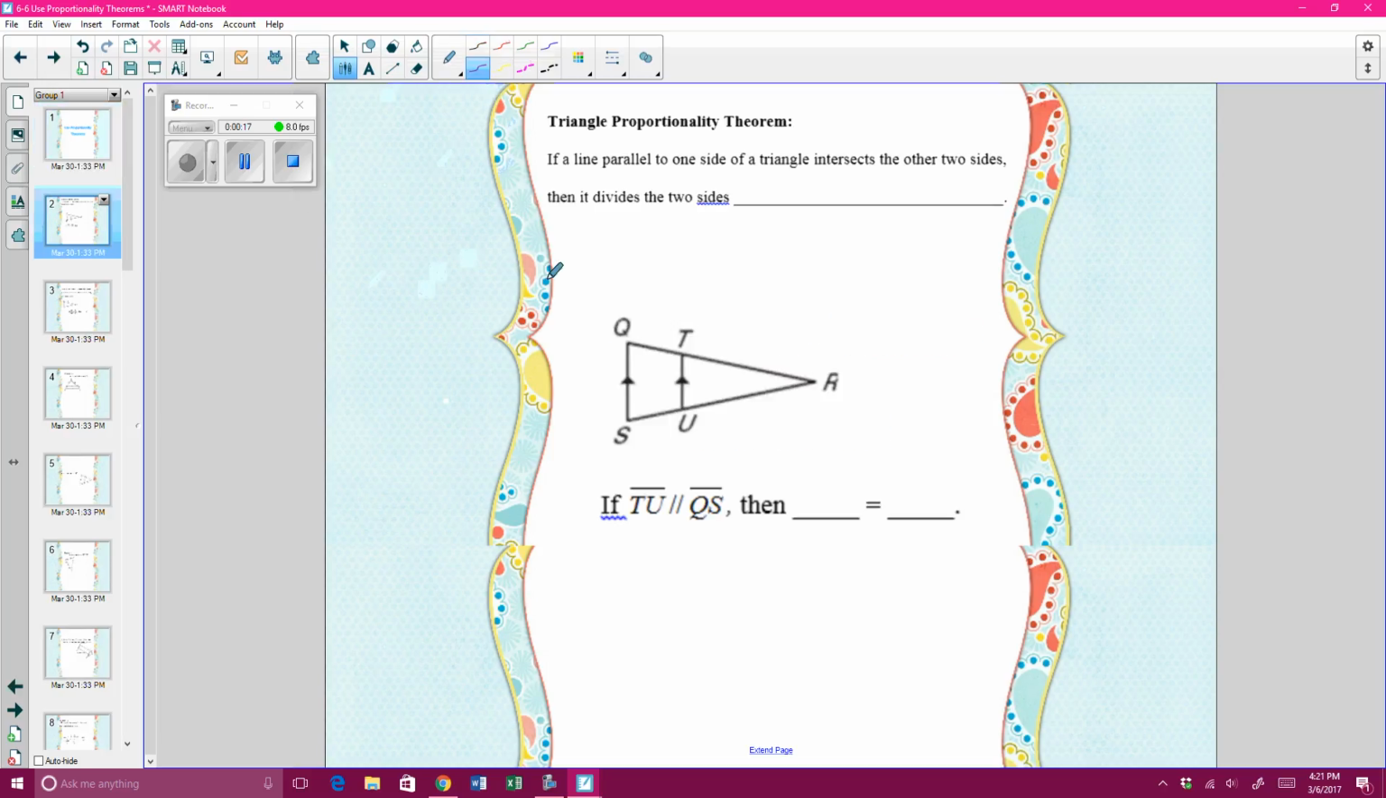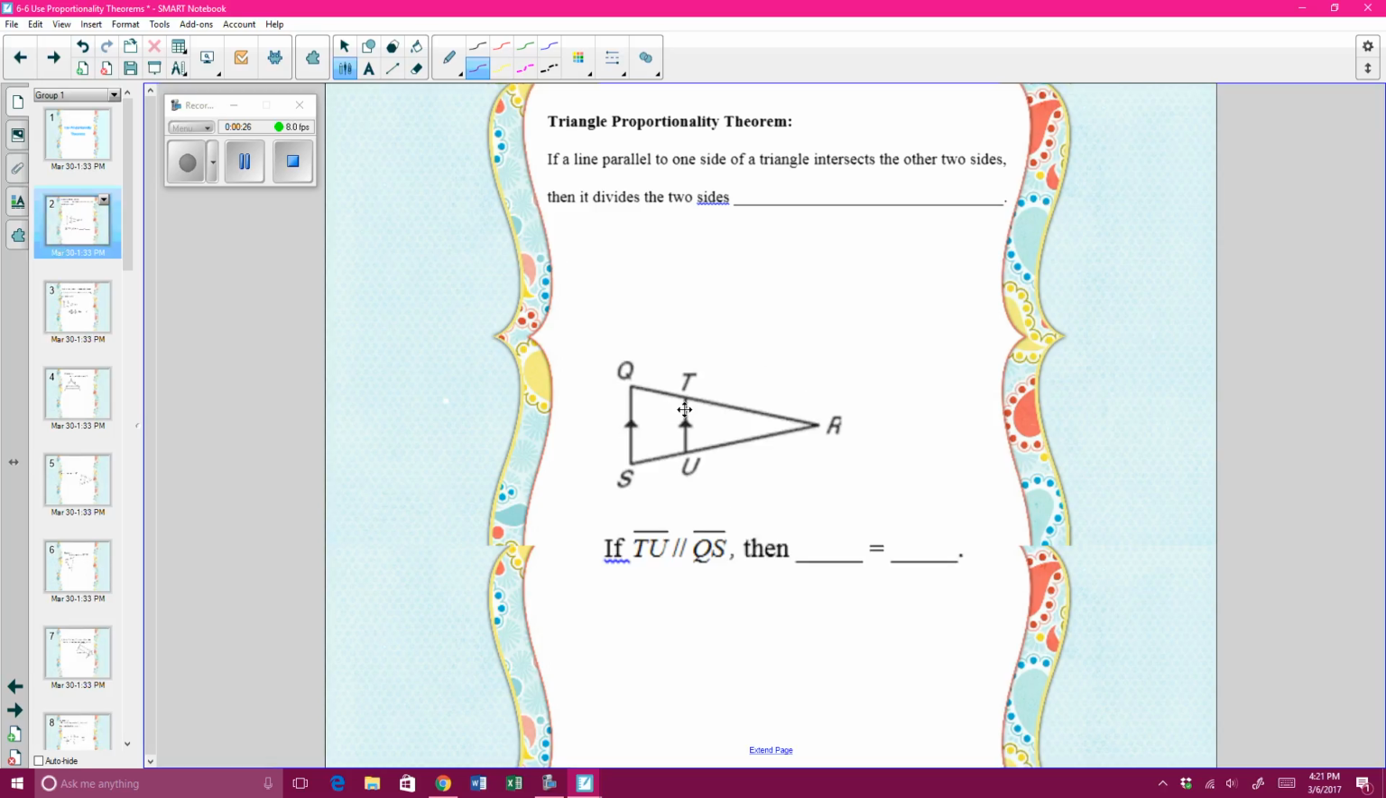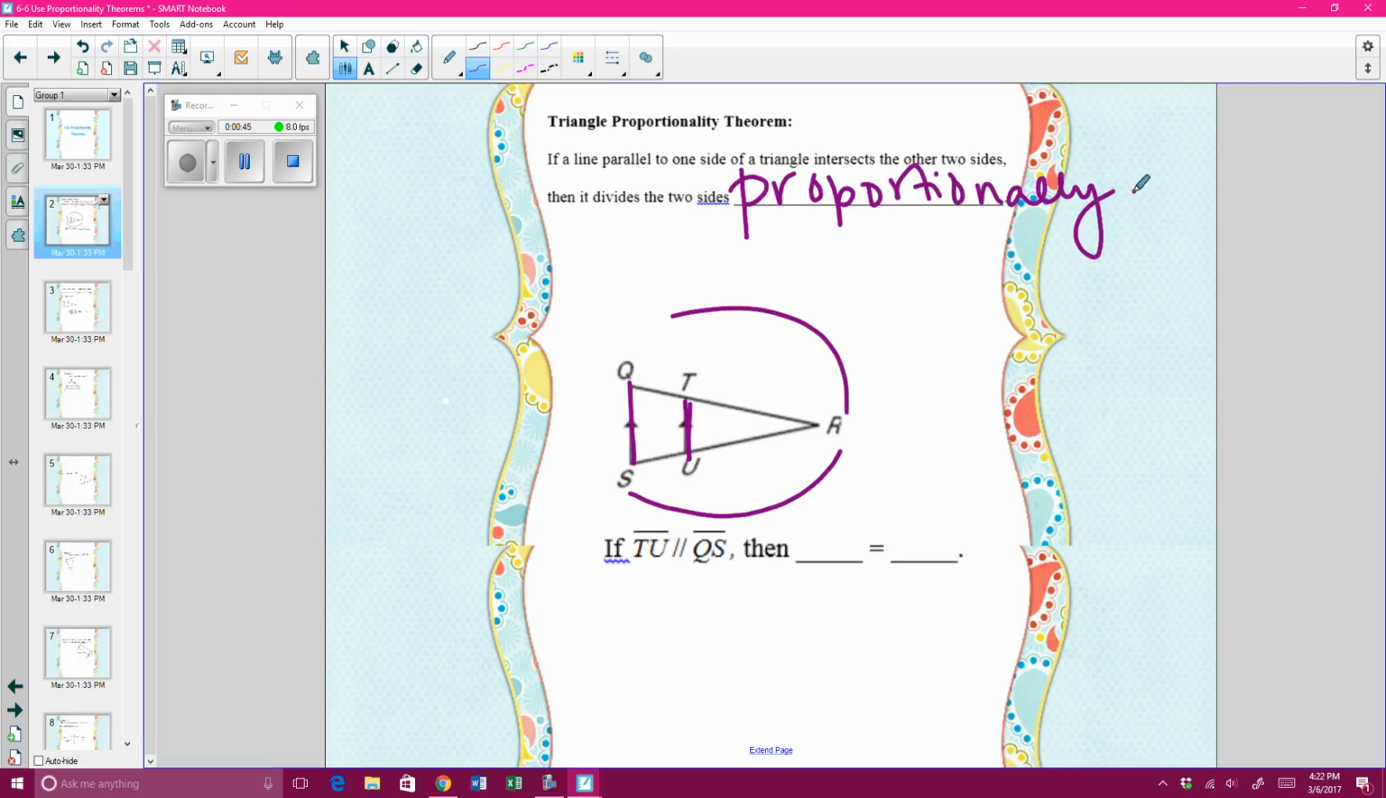The first one is going to just talk in general about triangles being split up proportionally. So if a line is parallel to one side of a triangle, so if TU is parallel to another side of the triangle, in this case QS, then it divides the two sides of the triangle, in this case QR and SR, it divides them proportionally. Now, since it divides them proportionally, we can set up ratios.